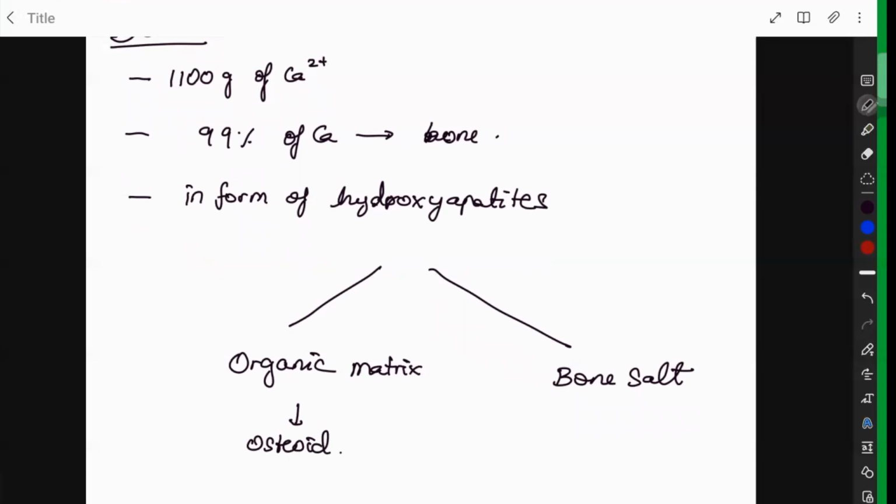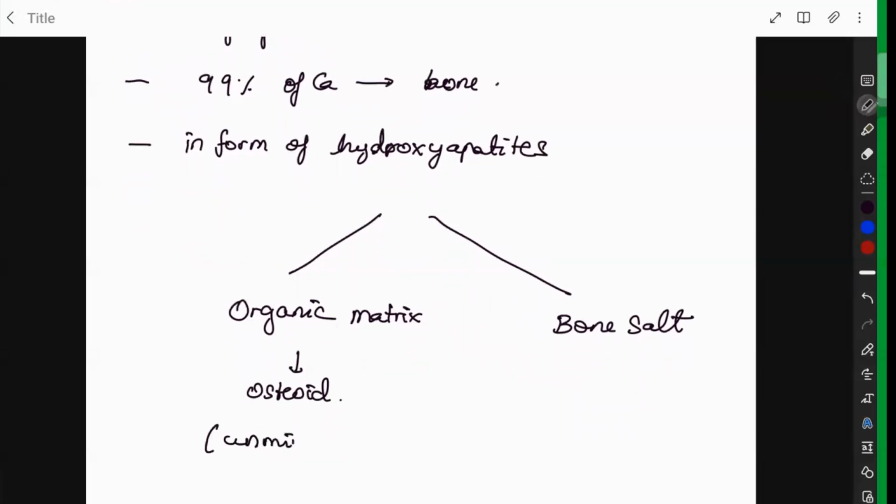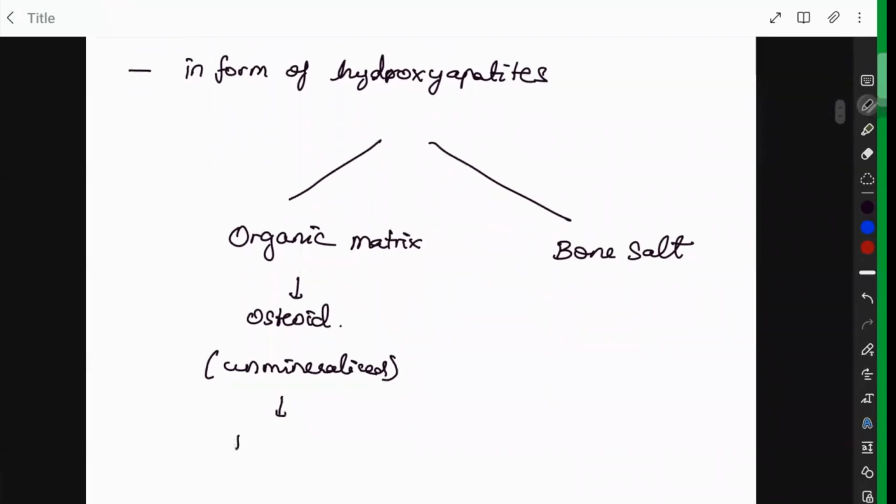The organic matrix is nothing but the unmineralized portion. It consists of 90 to 95% type 1 collagen. Besides that, it has numerous proteins. What are they? Albumin, thrombospondin, osteopontin, fibronectin, and proteoglycans. Again, repeat along with me: albumin, thrombospondin, osteopontin, fibronectin, and your proteoglycans. When these are present in the organic matrix, we call it unmineralized.